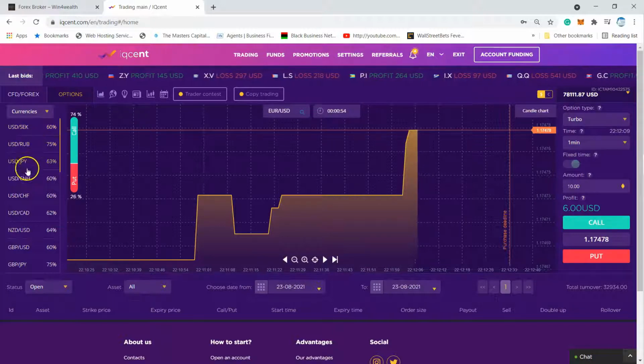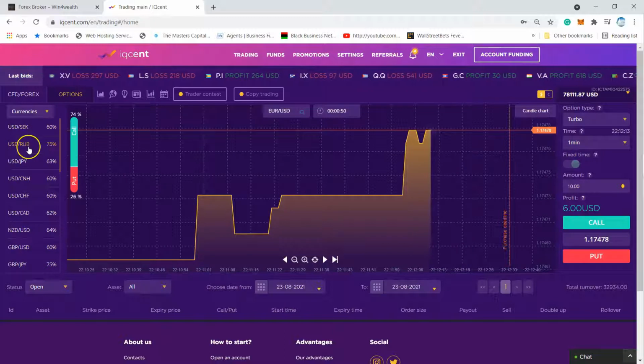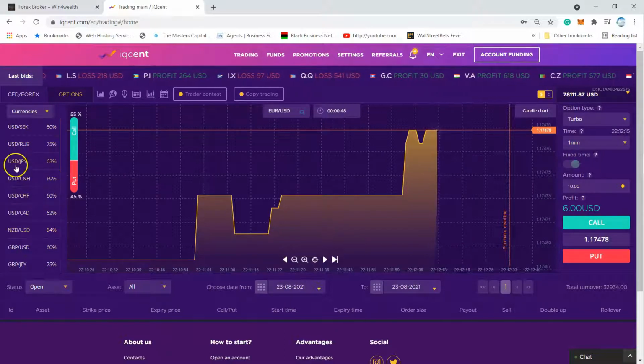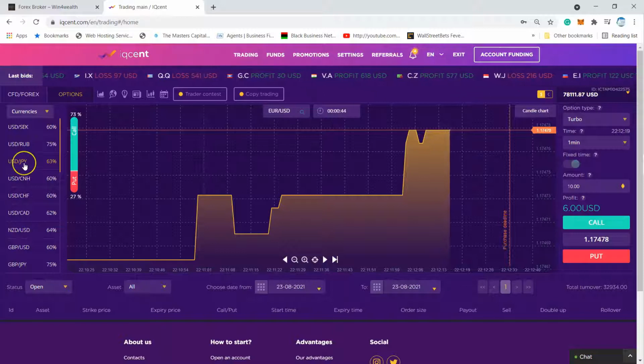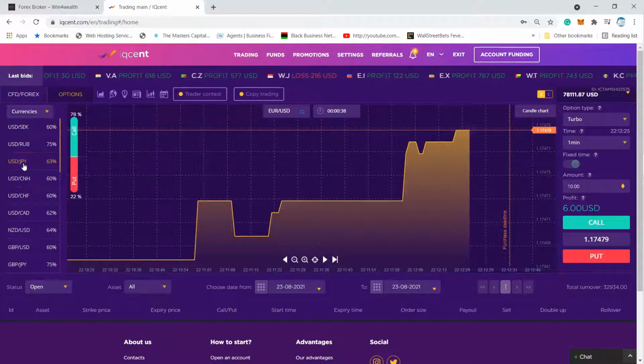Okay, so the first thing we want to talk about are the pairs. This is Forex, foreign exchange currency. So you're trading between pairs. The first pair, in this instance, is USD. The second pair in this instance is JPY. So that's saying the US dollar versus the Japanese yen.